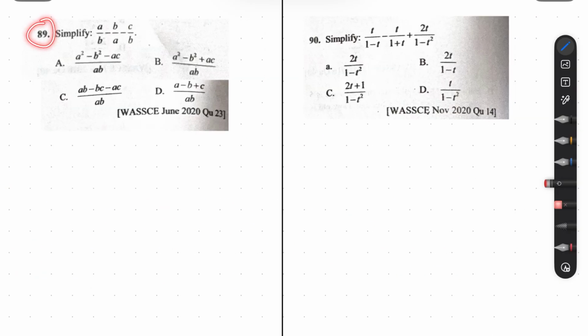The question says, simplify this. So we just need to find the LCM. The LCM is AB, because we can multiply the two different terms. At the denominator, you have B, you have A, you have B. So our LCM is AB. Now B goes into AB, cancel the B, left with A. So A will multiply A. Then here A cancels A, we are still left with B. So B multiplies B. Then we have B squared.